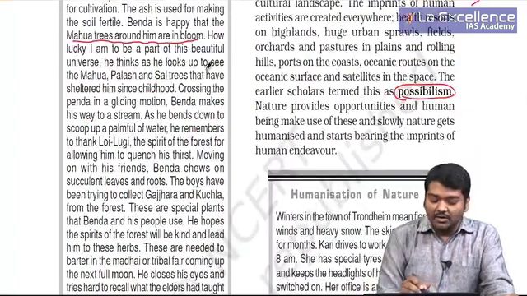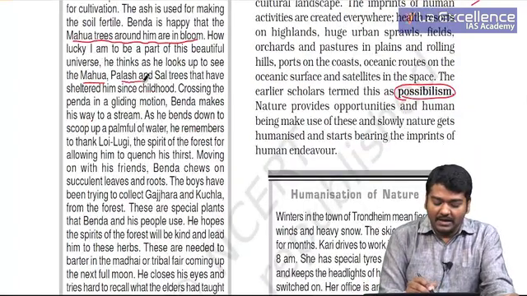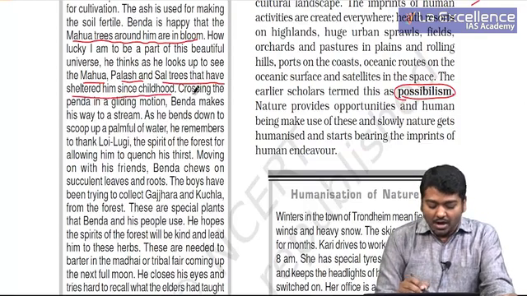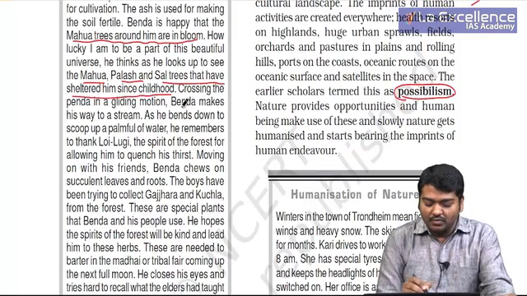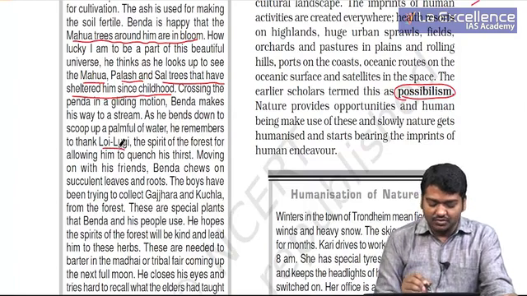He thinks as he looks up to see the mahua, palash and sal trees that have sheltered him since childhood. Crossing the Penda in a gliding motion, Benda makes his way to a stream. As he bends down to scoop up a palm of water, he remembers to thank Loy Lugi, that is the river which usually flows. Moving on with his friends, Benda chews on succulent leaves and roots.